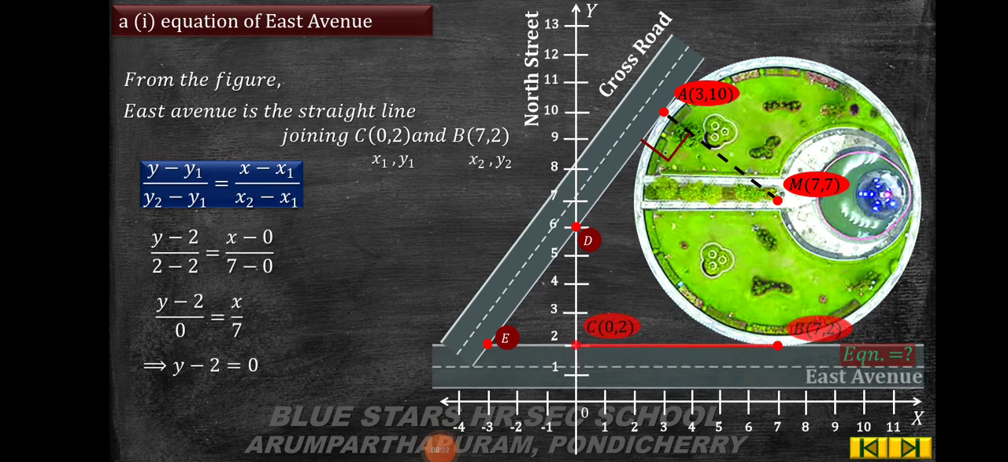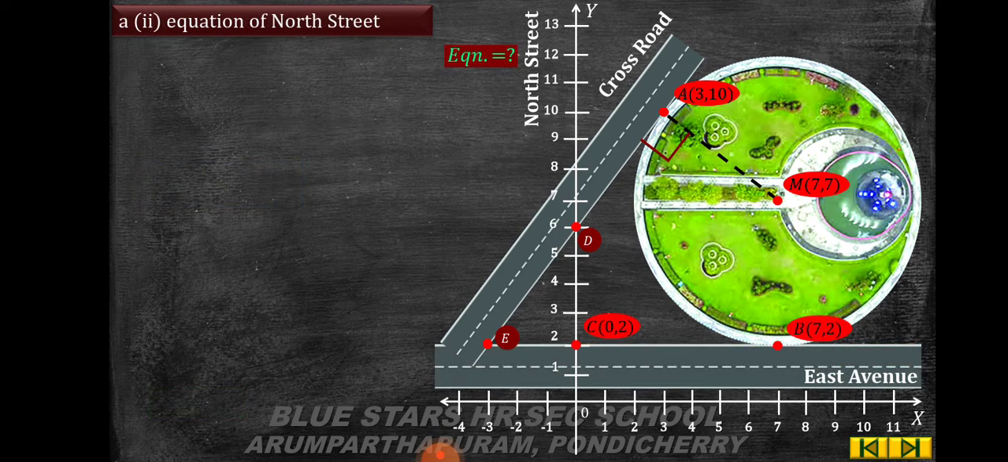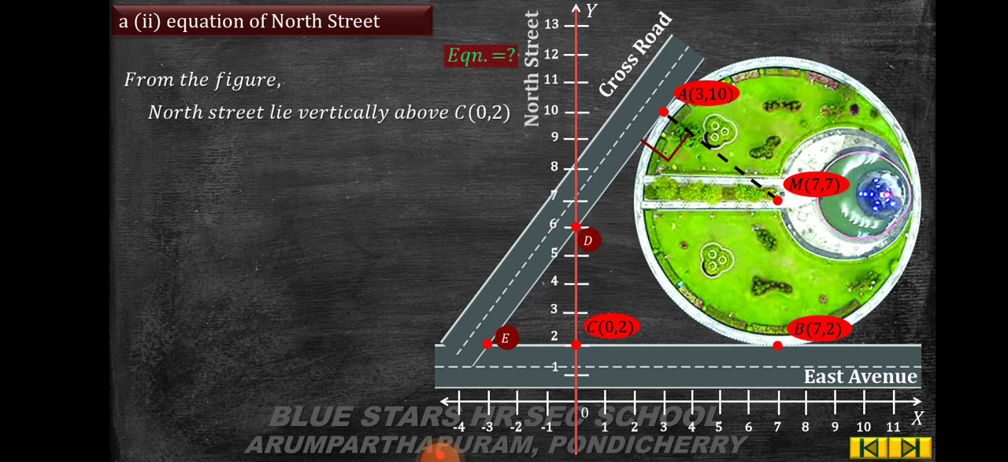Y minus 2 is equal to 0, which gives the value of y is 2. Then the second one: you have to find the equation of North Street. From the figure, North Street lies vertically above the point C (0, 2), which is exactly on the y-axis.